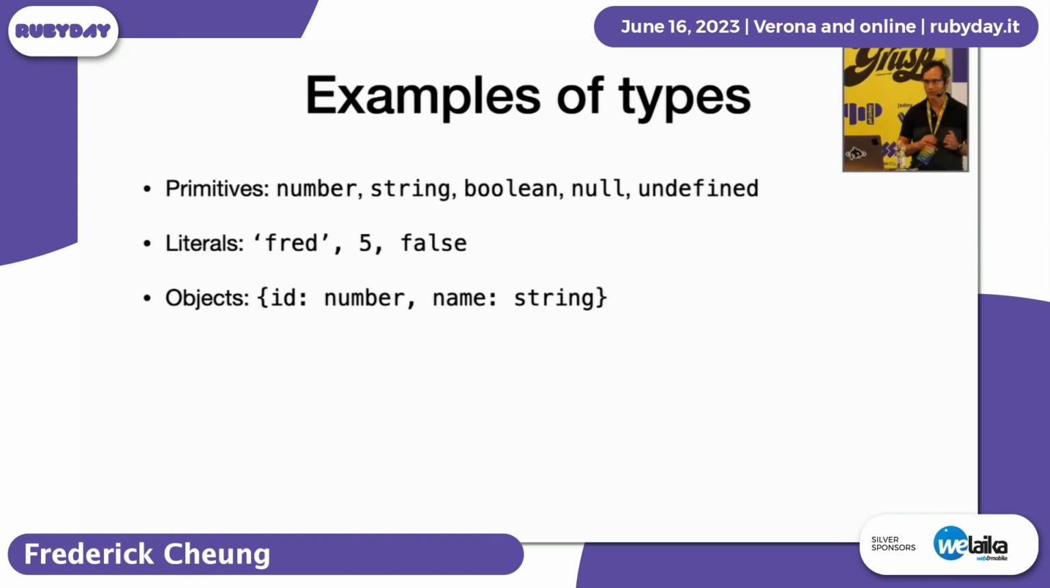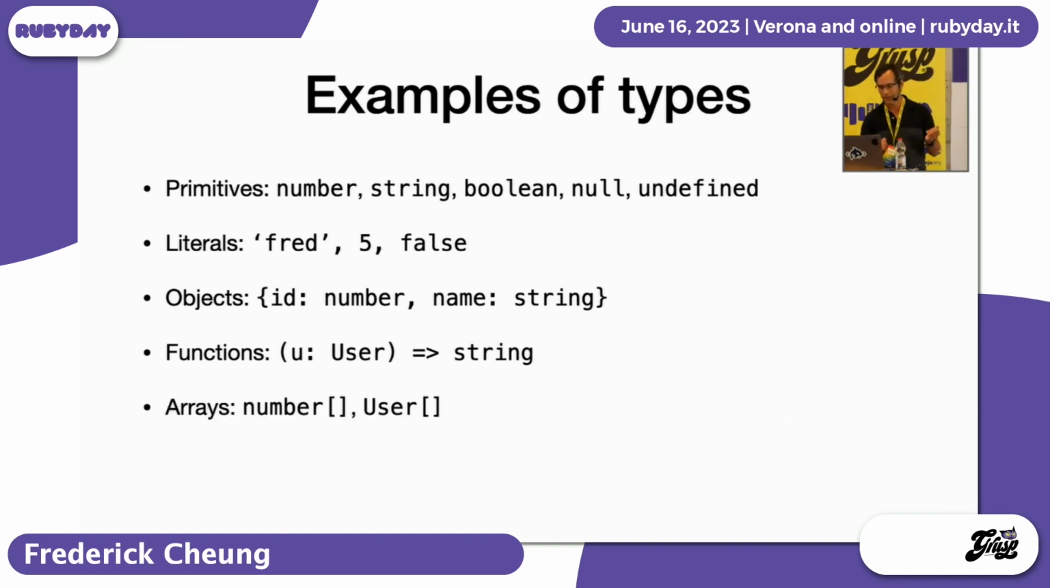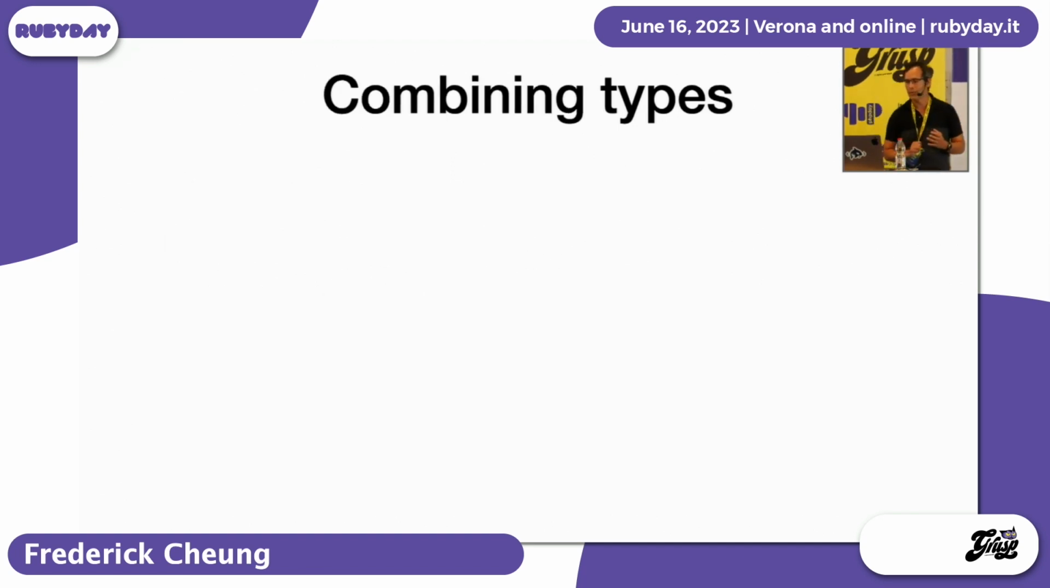You've got your objects, so standard JavaScript key-value pairs. Function, so here's a function that takes a user and returns a string. You can do arrays of things, and then we have some special types that are kind of escape hatches for working with untyped code. So these are kind of the building blocks.